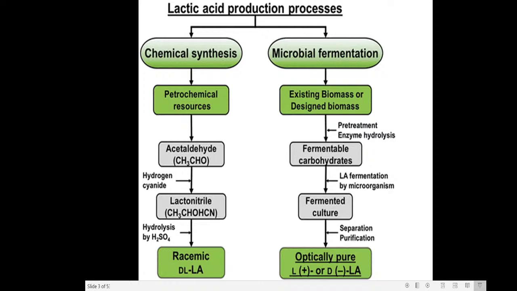These fermentable carbohydrates are taken in a medium, then we add the microbes in this step. After the microbes are added, we get the fermented culture, then separate and purify the product. This is the optically pure lactic acid, plus or minus, that we can get from the microbial cultivation.